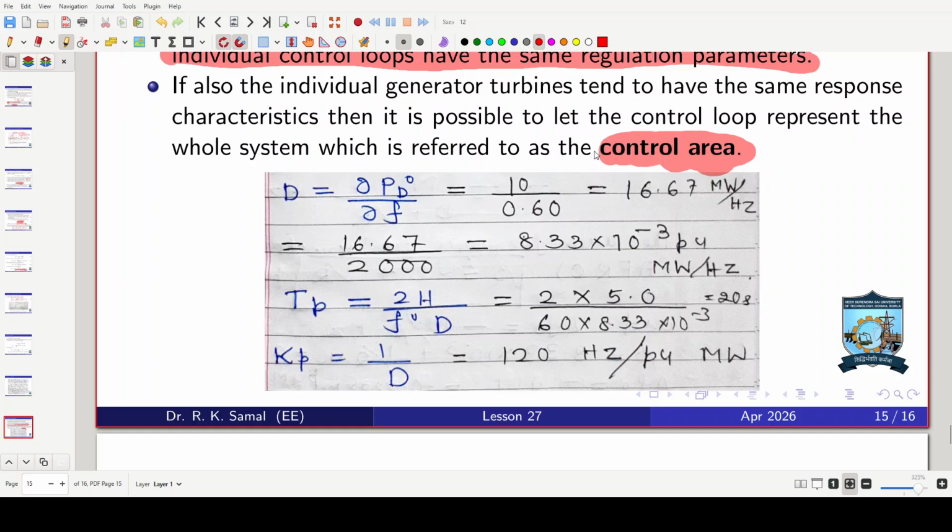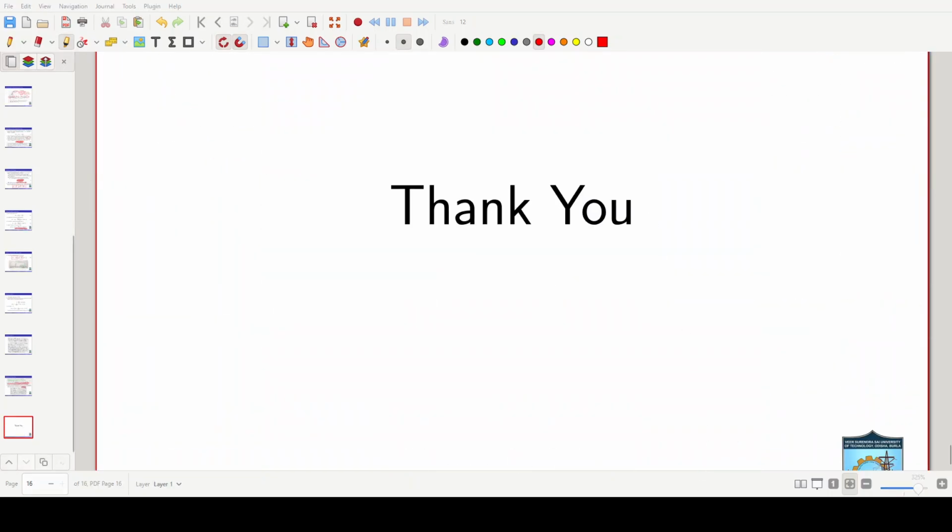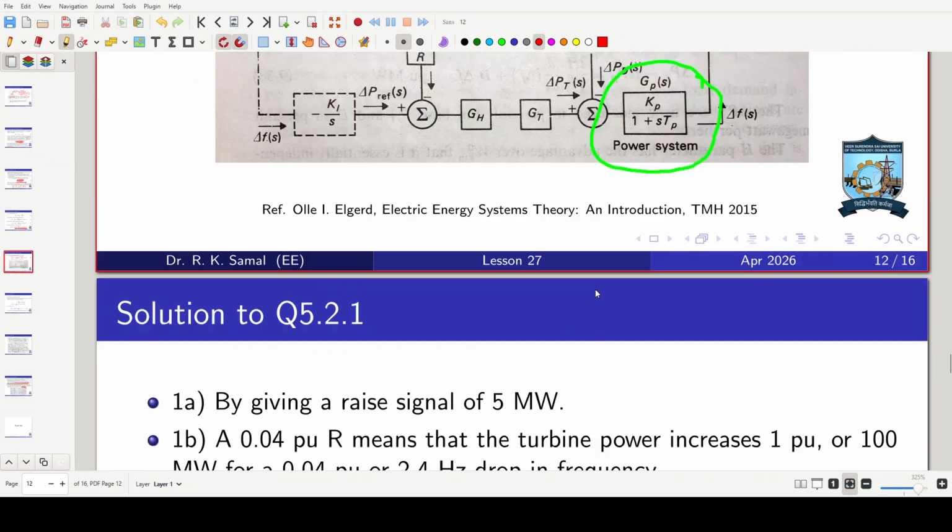This can be a 2-mark question in the exam. What is a control area? With this we complete lesson 27. So what was the output of this lesson? The output of lesson 27 is this diagram.